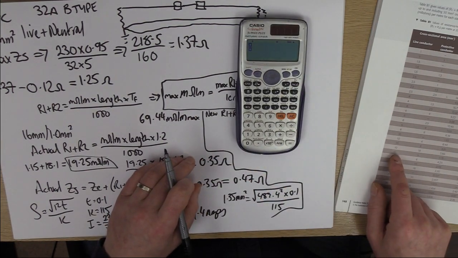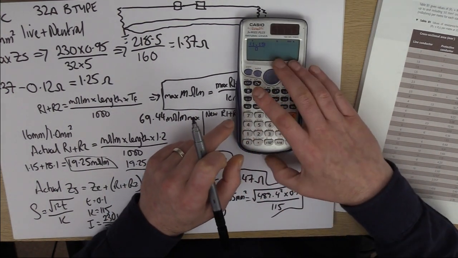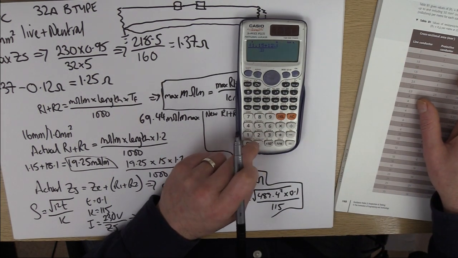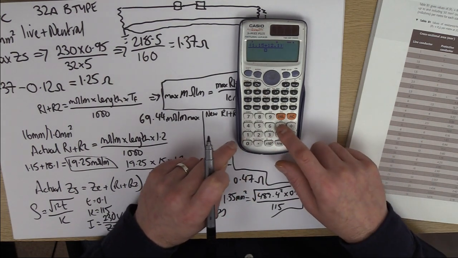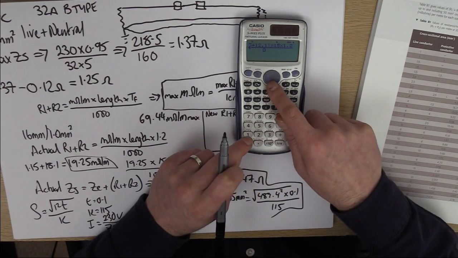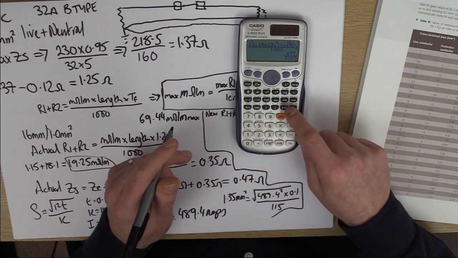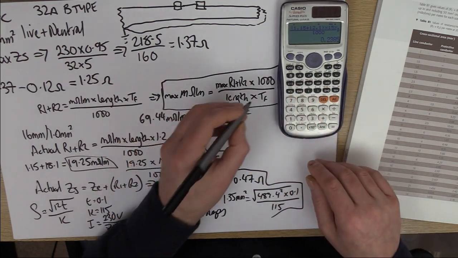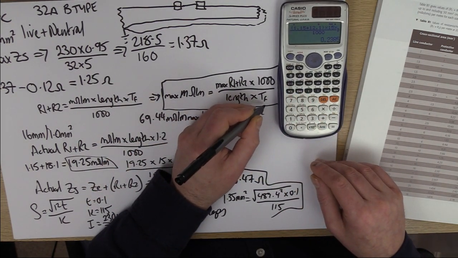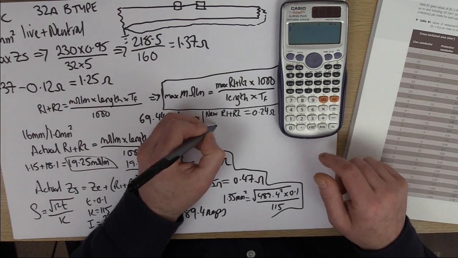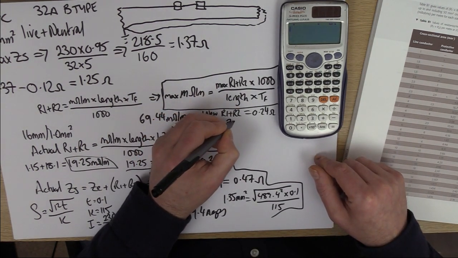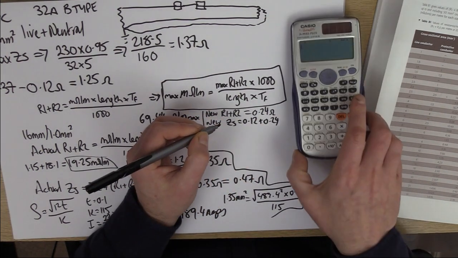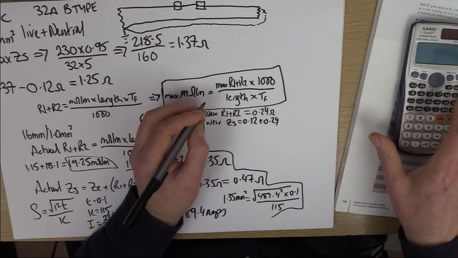So 1.5mm is 12.1 milliamp per meter. Times it by our length, temperature factor, over 1000. So our new R1 + R2 would be less, 0.24, which means our new Zs would be 0.12 plus 0.24, 0.36.